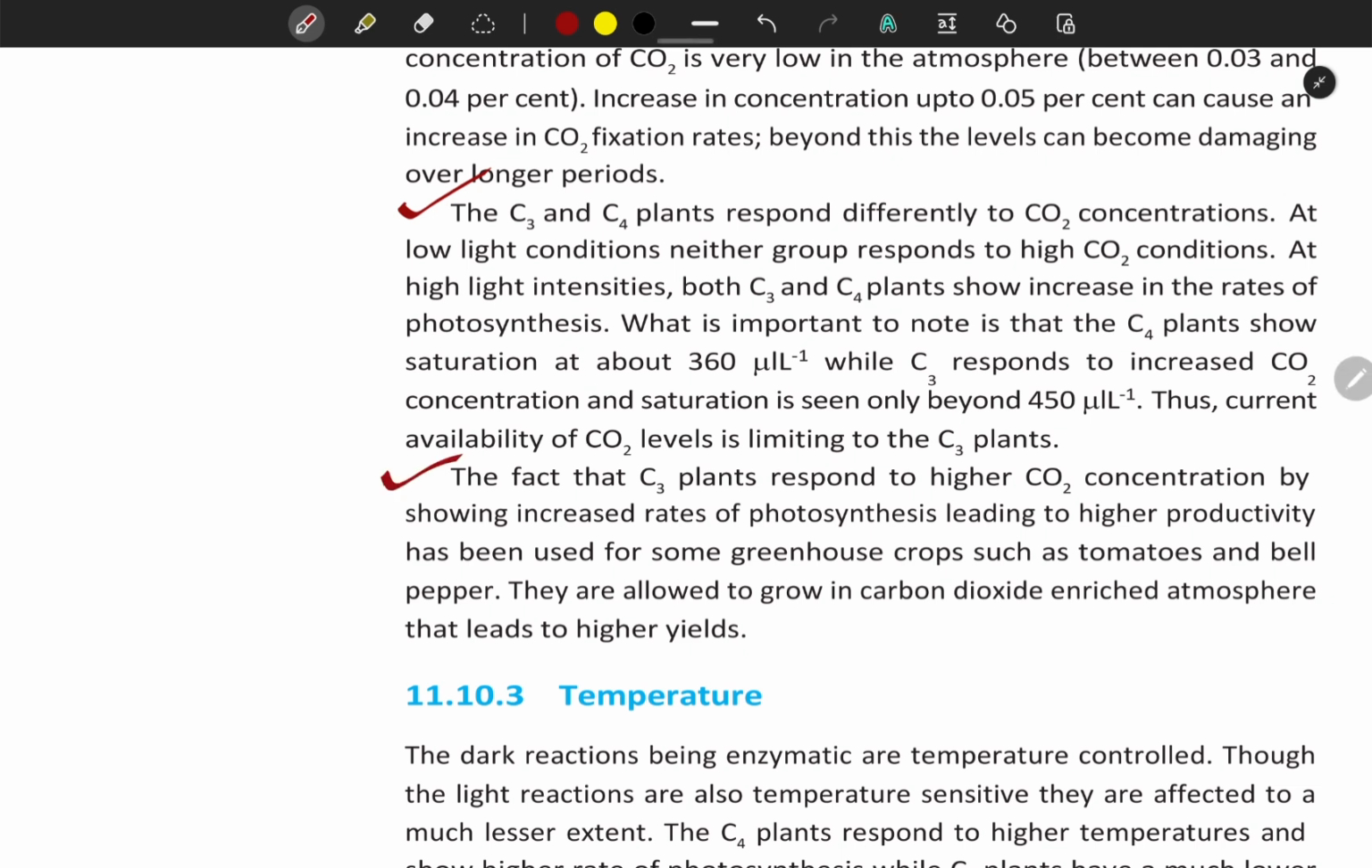In fact, the fact that C3 plants respond to higher CO2 concentration by showing increased rates of photosynthesis, leading to higher productivity, has been used for some greenhouse crops such as tomatoes and bell pepper. They are allowed to grow in a carbon dioxide enriched atmosphere that leads to higher yields.